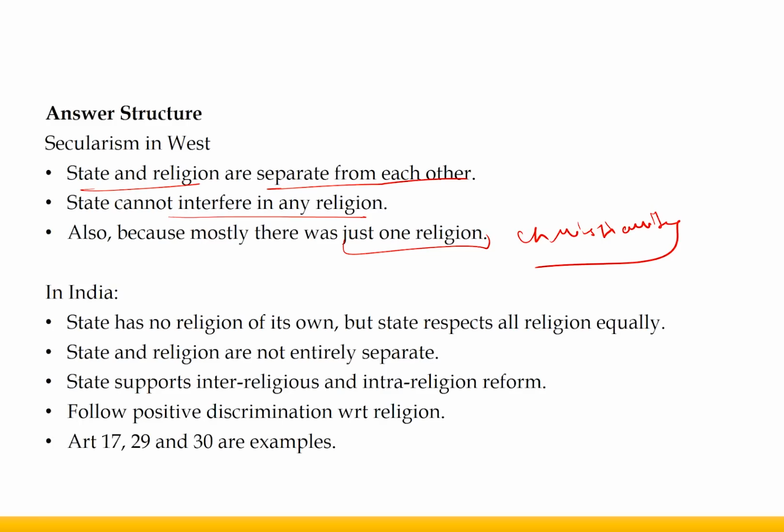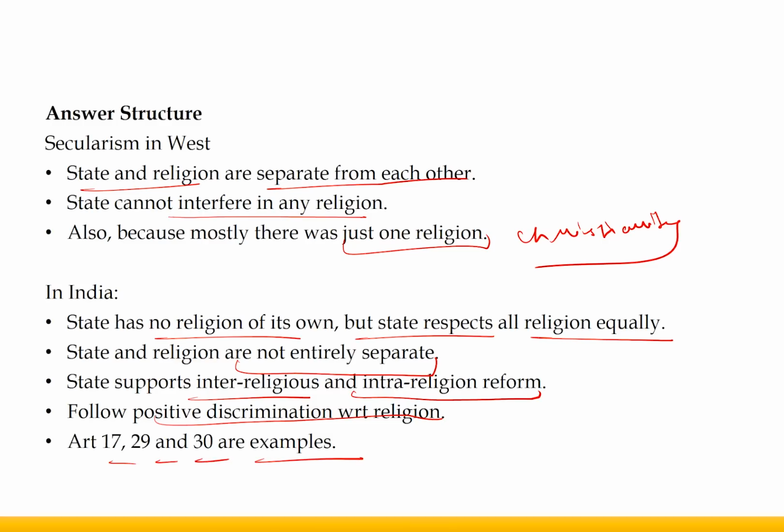Now, coming to India, state has no religion of its own, but state respects all religions equally. State and religion are not entirely separate, meaning state can interfere in any religion when required. And that is how state supports inter-religious and intra-religious reforms. It follows a positive discrimination with respect to religion. Article 17, 29, and 30 are examples.